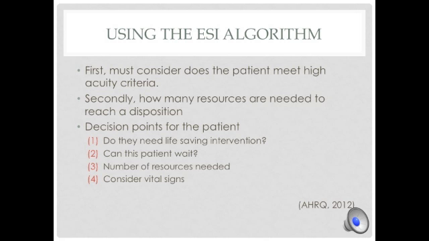Does this patient need a life-saving intervention? Can this patient wait? How many resources are needed for the patient? What are the vital signs of the patient? Essentially, patients assigned to a level 1 or 2 are based on acuity, while 3 to 5 are primarily based on resources.